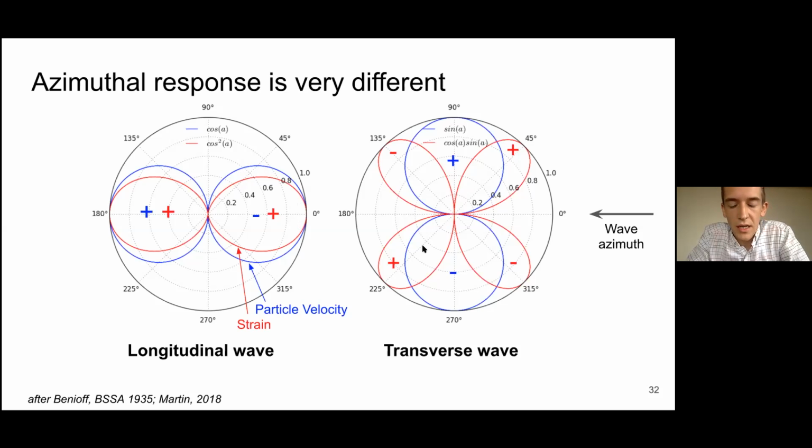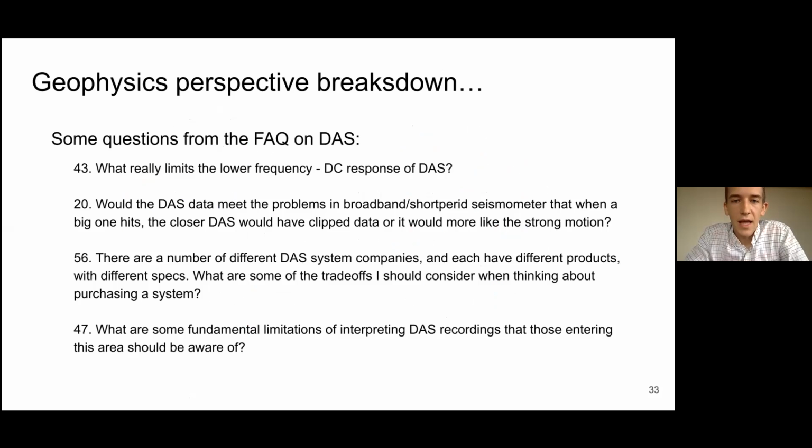It's even more different for transverse waves, so S waves. These impacts are just because we're recording strain instead of particle velocity. So while we could convert this to a geophone, there are really important, fundamental recording differences. I think this perspective is great, and it has allowed us to do a lot of different geophysics with DAS. But I think some of the FAQs on DAS that were collected over the last few days really begin to break down this perspective.